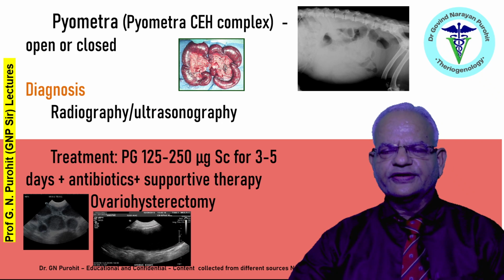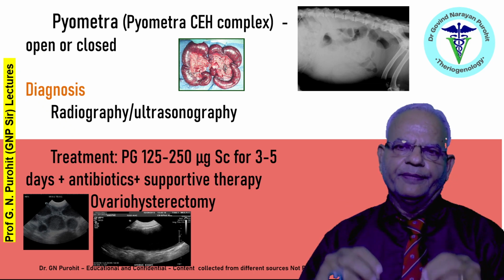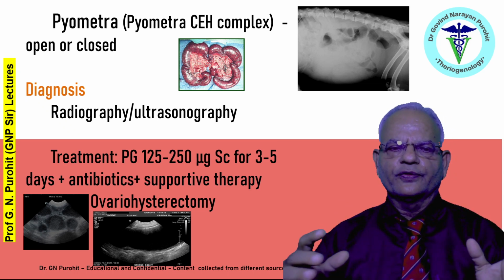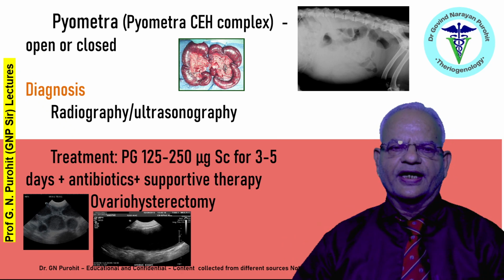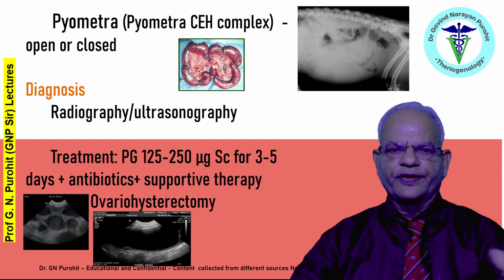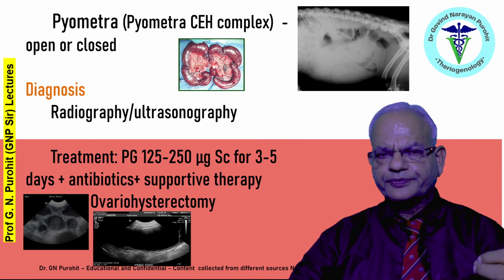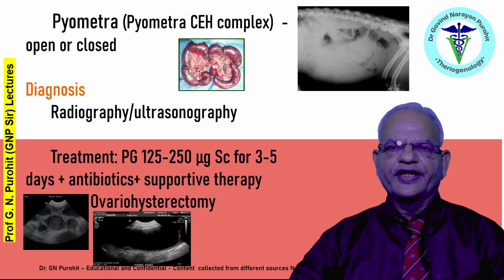The diagnosis can be done by radiography or by ultrasonography, and therapy would be, if the owner desires breeding from this dog, then one can go in for administration of prostaglandins plus antibiotics plus any supportive therapy, fluid replacements. But frequently there is a recurrence, so the therapy would be ovariohysterectomy.